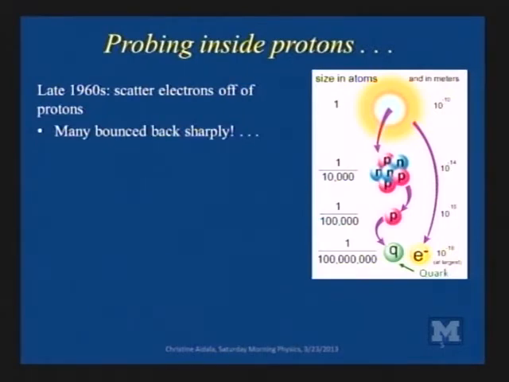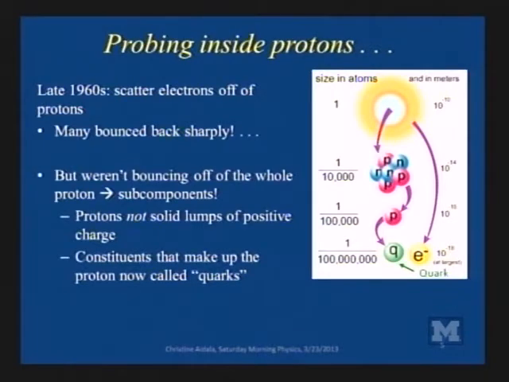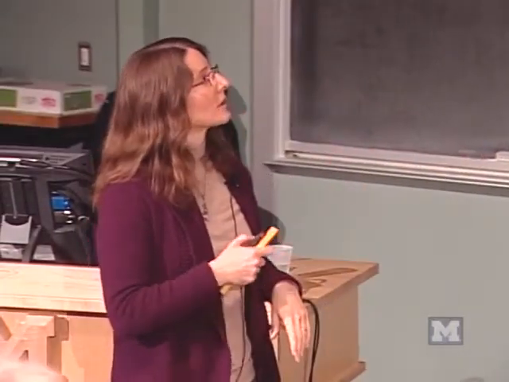And they found that many actually bounced back sharply. More than that, they found that they weren't bouncing off the whole proton. The way these electrons were scattering around their target indicated that there were subcomponents inside. So protons weren't solid lumps of positive charge. They actually had some kind of constituents, different hard pieces inside of them. These constituents that make up the proton are now called quarks.